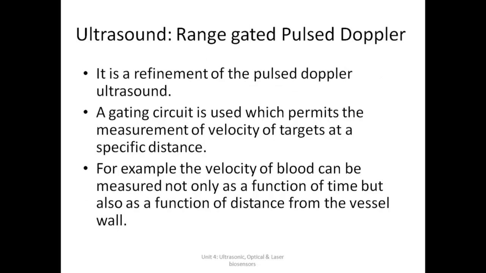Then we have range gated Doppler effect. This is the refinement of the pulse Doppler. A gating circuit is attached which permits the measurement of velocity of target at a specific distance only. Okay, so once the target goes beyond that particular distance, it is not going to measure. So you have an electronic circuit attached to your transducers which records the velocity of the target only at a specific distance. So that is gated. That means you have fixed the distance with the help of an electronic circuitry. Beyond that distance, no measurements will be made.